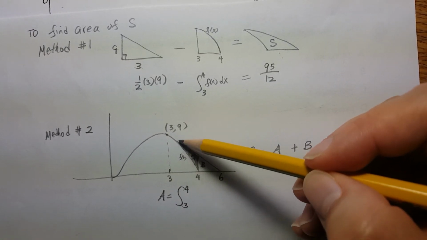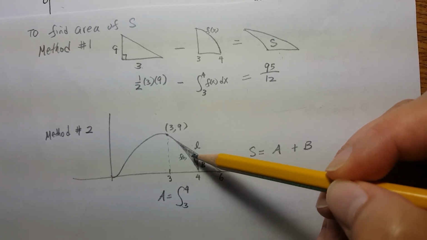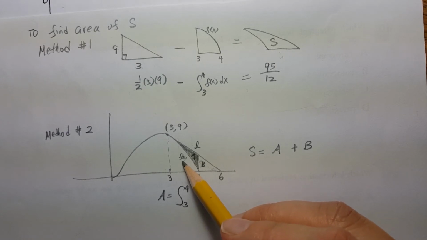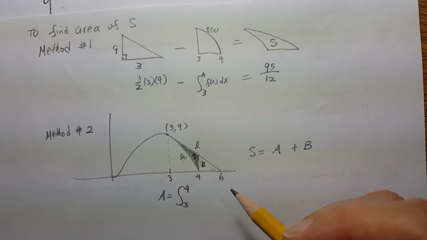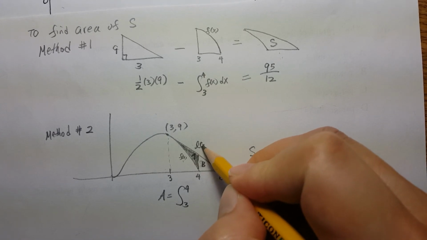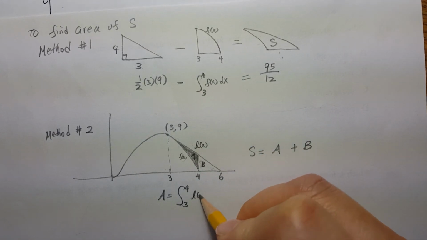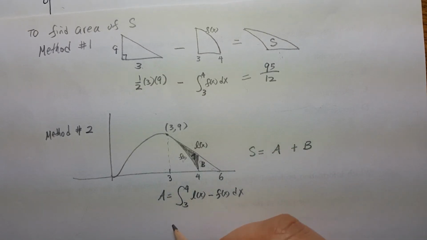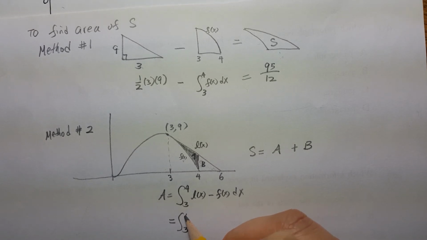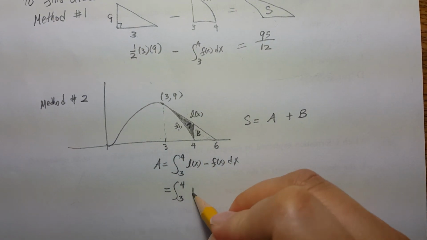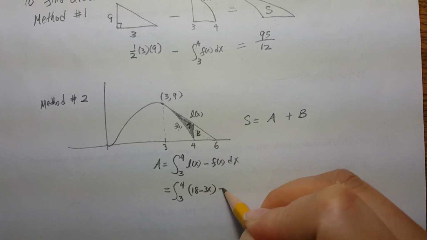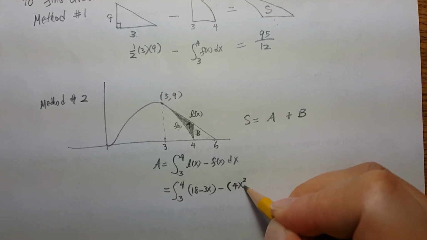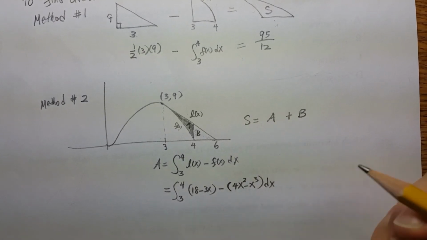You can see it if you draw those vertical rectangles. So on top is L and the bottom is f of x. So I have L of x minus f of x dx, which is integral 3 to 4. L of x is 18 minus 3x. And f of x, don't forget to put parentheses, is 4x squared minus x cubed dx.